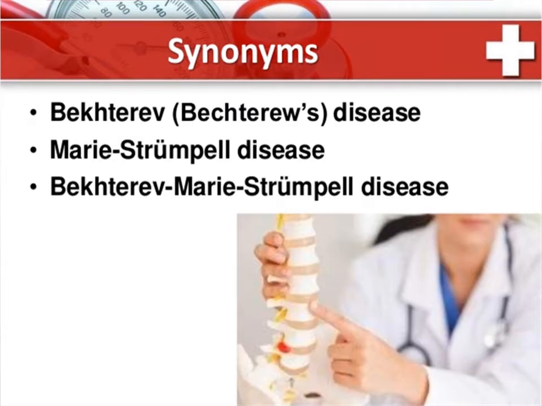Before starting the causes, the other names for ankylosing spondylitis, as you can see on the screen, are Bechterew disease or Marie-Strümpell disease. These are the different or alternative names for ankylosing spondylitis.